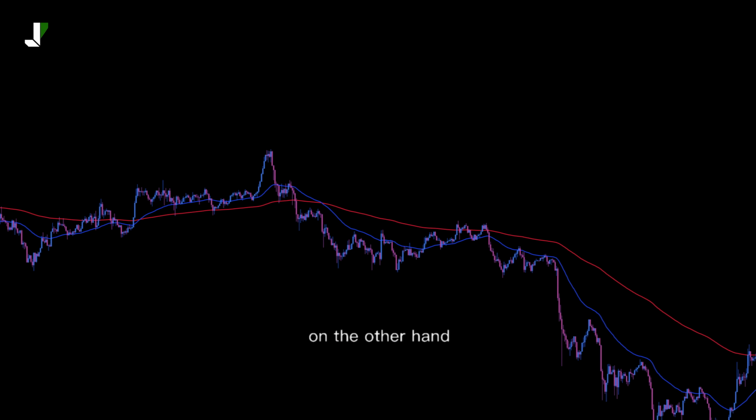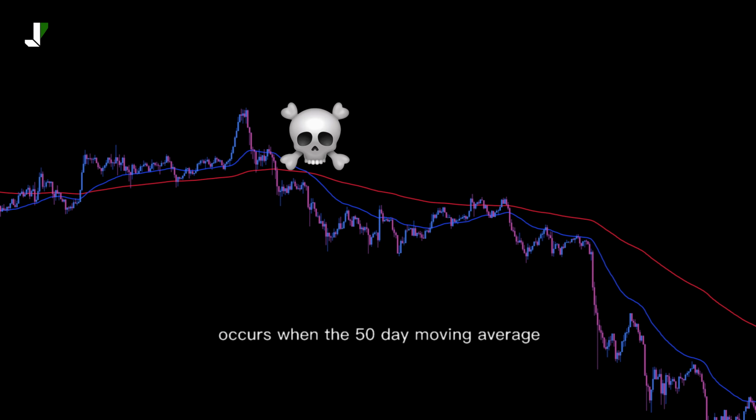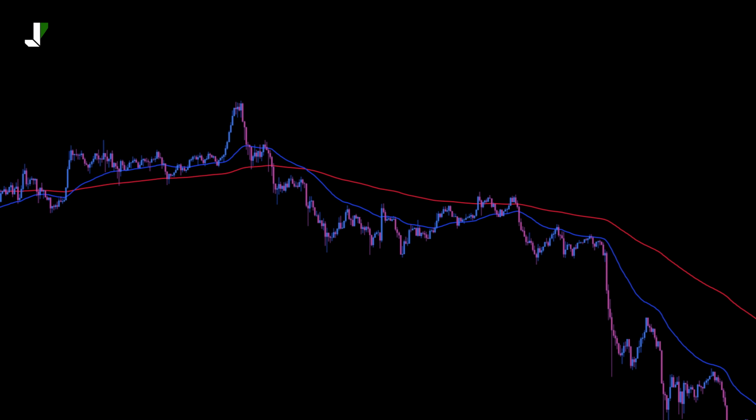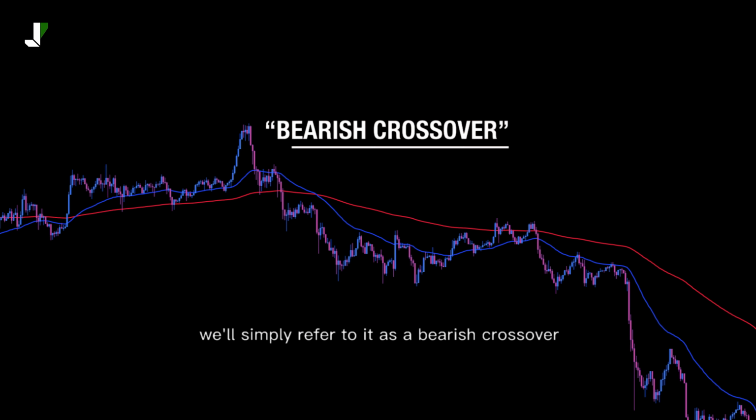On the other hand, a bearish crossover, also known as the death cross, occurs when the 50-day moving average crosses below the 200-day moving average. To adhere to YouTube guidelines, we'll simply refer to it as a bearish crossover in this video.